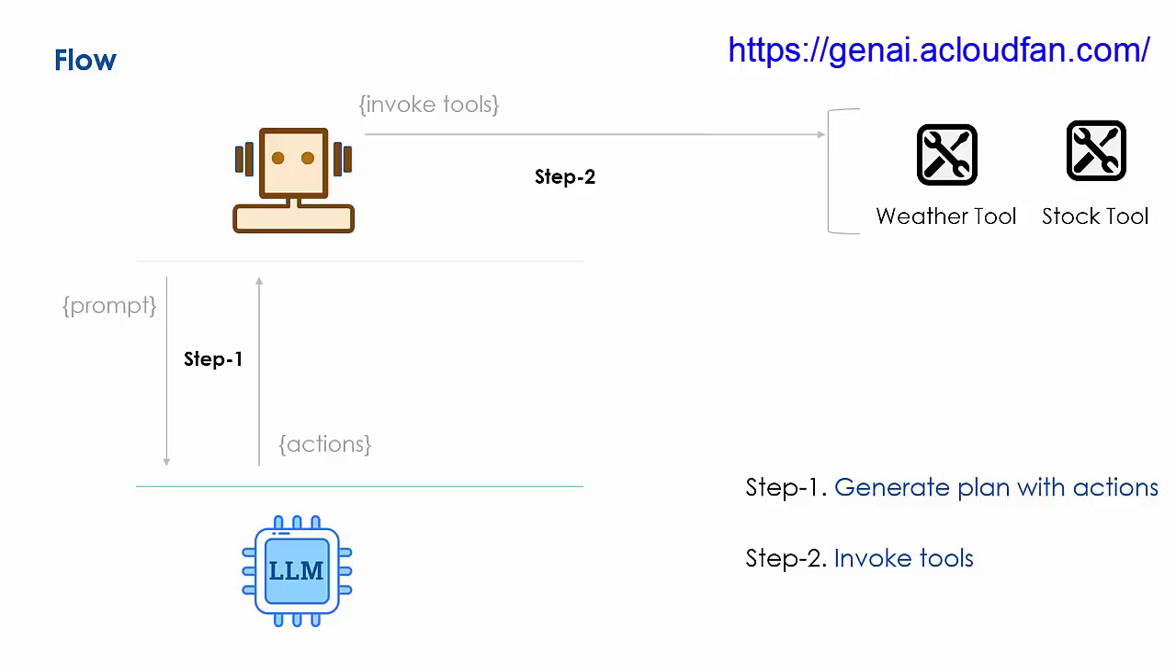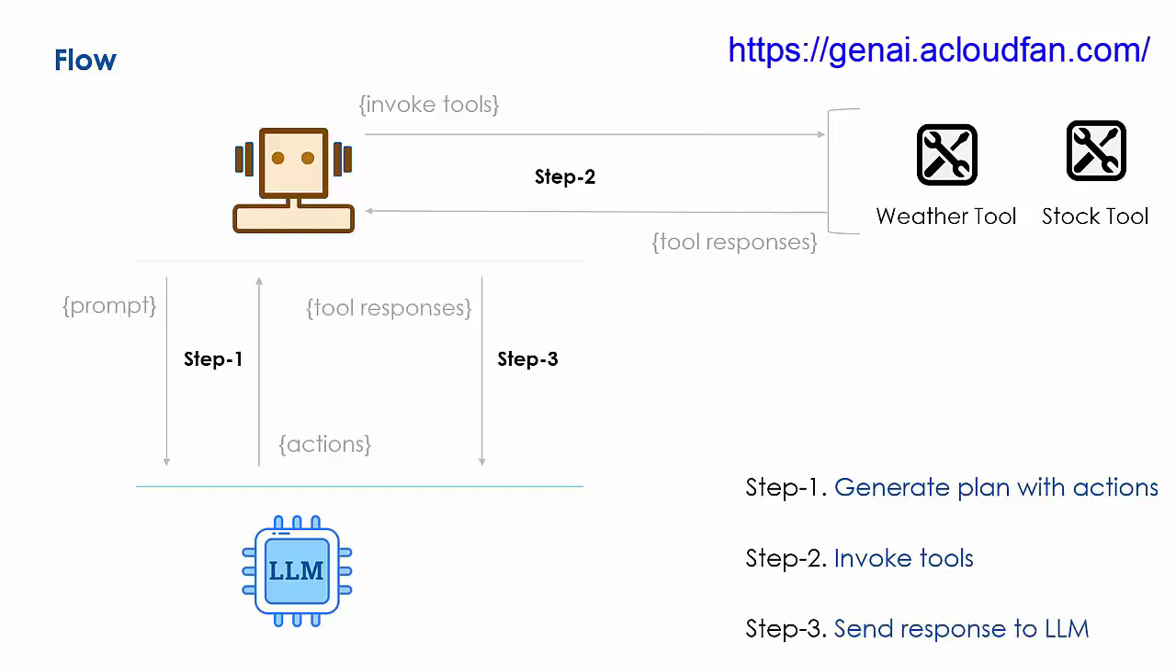It gathers the responses from the tools, and in step number 3, it sends the tool responses along with the plan and other information in the prompt to the LLM. The LLM then generates the final answer that the agent sends back to the caller.